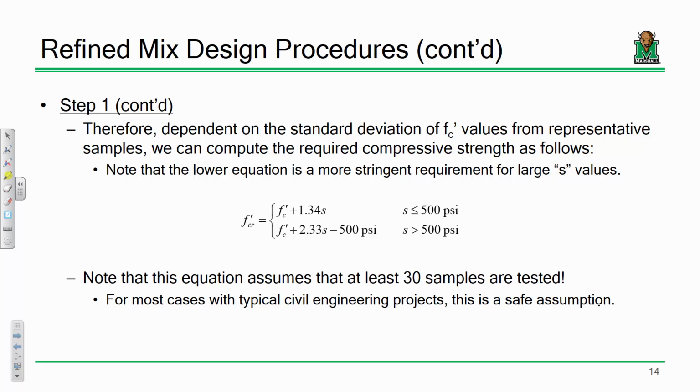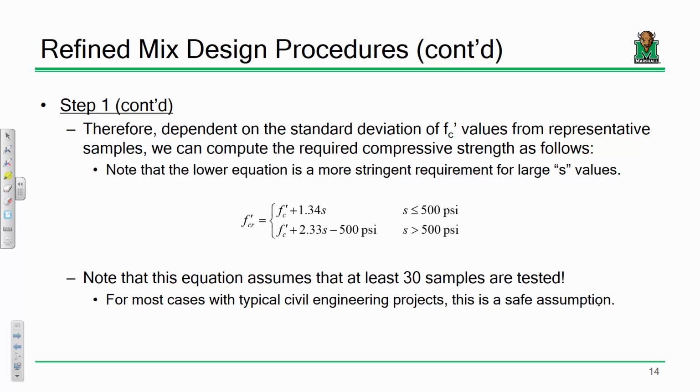How many tests do you think is enough to know whether or not your data follows the bell curve? 2? 3? I say not, okay? And neither does ACI, okay? This equation assumes, if we're following the bell curve, that you've got at least 30 samples tested for a given concrete batch, which is not that unheard of if we're talking about large concrete mix plants. I mean, just look at here.